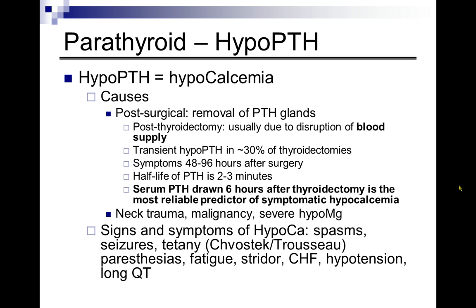The signs and symptoms of hypocalcemia tend to be spastic and seizures. Patients can have tetany, as described by the classic Chvostek and Trousseau signs. Patients may describe paresthesias. Again, some fatigue. Stridor can be an example of spasm of the vocal cords. And in the extreme, patients can develop congestive heart failure, hypotension, and long QT syndrome. Again, a lot of opposite symptoms from what we see with hypercalcemia.